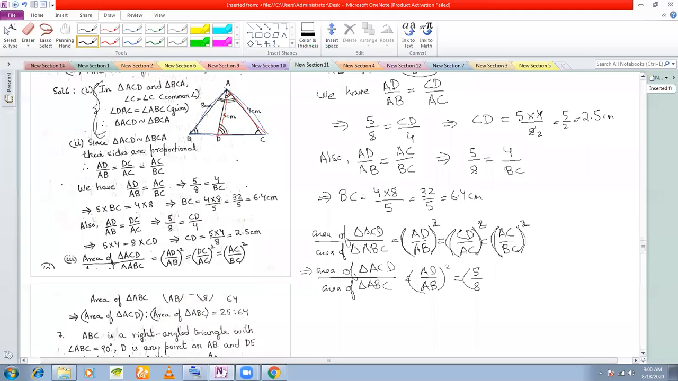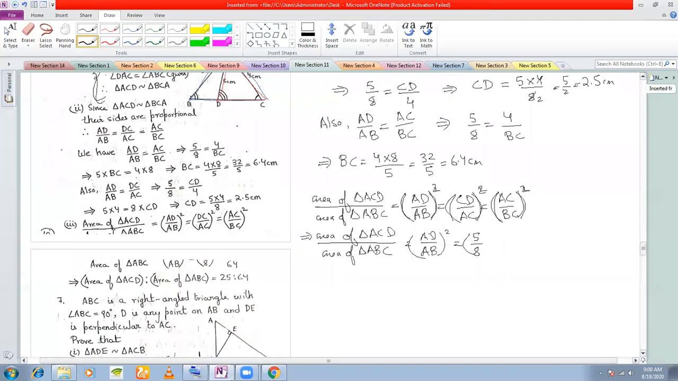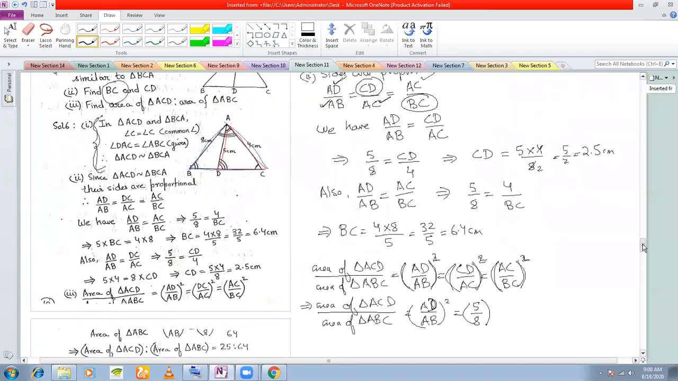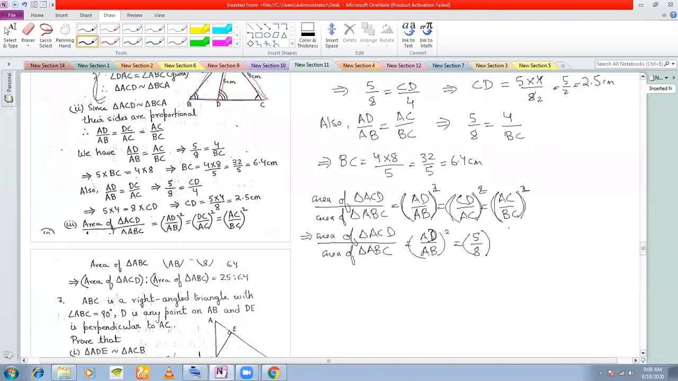Which ratio do I know? I know the ratio AD by AB. This ratio AD by AB I know, which is 5 by 8, because I know AD to be 5 and I know AB to be 8. So therefore I know the ratio AD by AB squared. So 5 by 8 squared. So this is 25 by 64. So therefore what is the ratio of the areas?